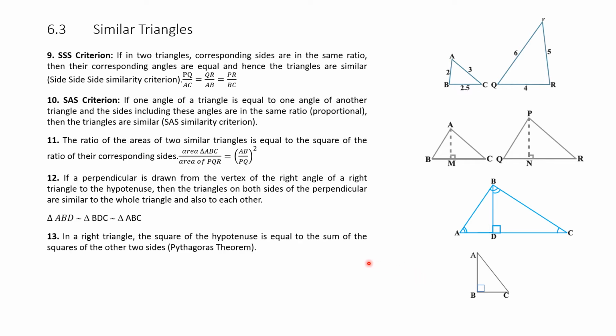And the converse of Pythagoras theorem: in a triangle, if the square of one side is equal to the sum of the squares of the other two sides, that is, if AC square is equal to AB square plus BC square, then the angle opposite to the first side is a right angle. That is, the angle opposite to AC is a right angle. This is the converse of Pythagoras theorem.